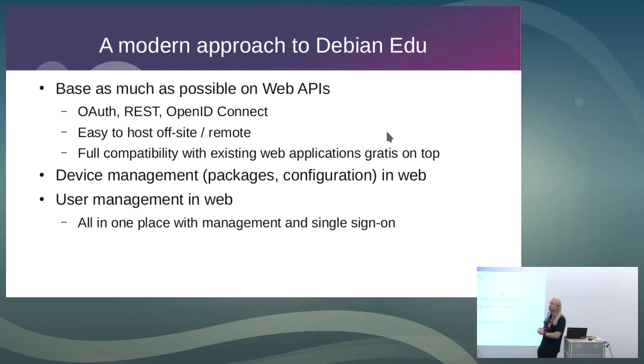We could now go and base as much as possible on web APIs, so we can join the movement and move everything to the web. As hard as this is for many of us, we can embrace the utilities and protocols that are part of this stack, like OAuth, REST APIs, OpenID Connect.